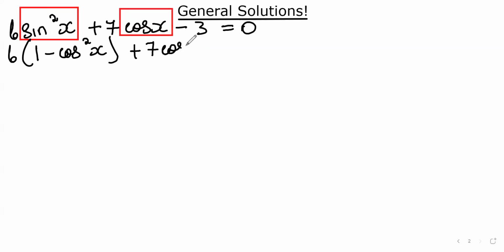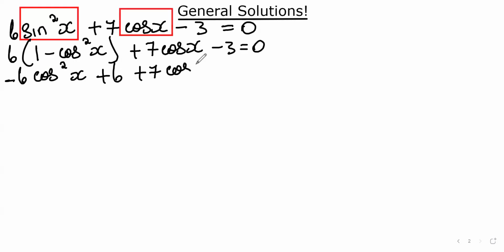And then we say, well, we still have 7 cos x, and we still have this. So now we can see that everything is now expressed completely in terms of cosine, which is nice. Then we distribute our 6, so we get negative 6 cos squared x. And then we say plus 6 plus 7 cosine x minus 3. And this is equal to 0.